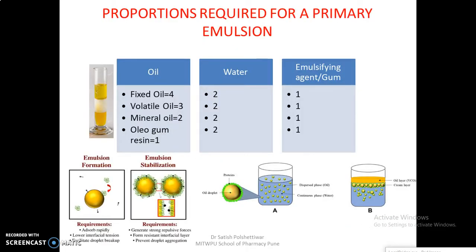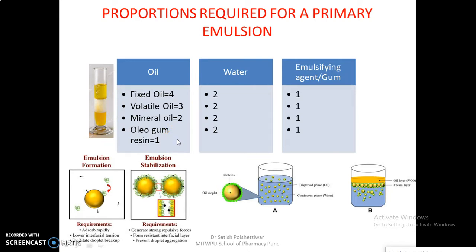Mostly this is the common proportion. One has to understand this proportion, very very important. One has to remember, in the pharmaceutical field we use 4 types of oil: fixed oil, volatile oil, mineral oil. Only the proportion of oil is going to change, and water and emulsifying agent we mostly keep common in order to make a primary emulsion. So 2:1 is the common ratio. Only the oil ratios you have to change. Then one can prepare the primary emulsion.